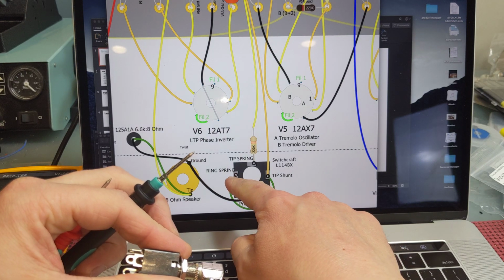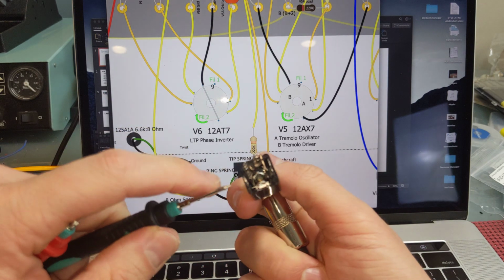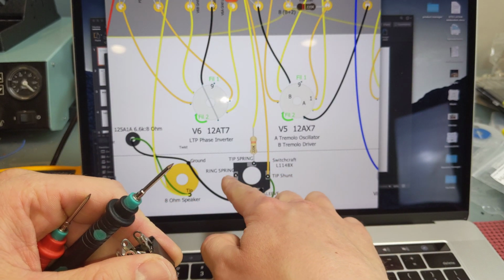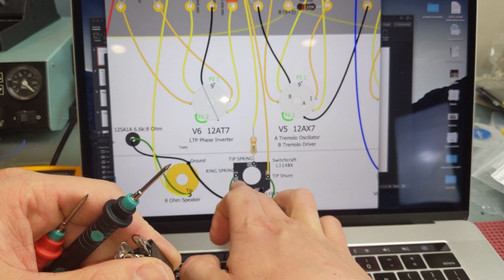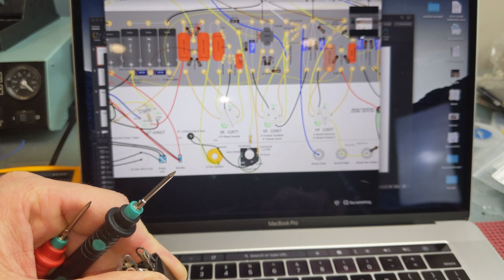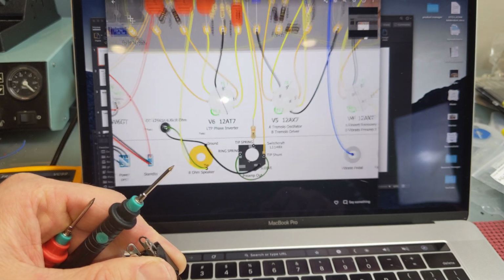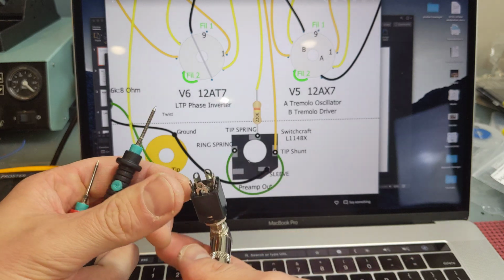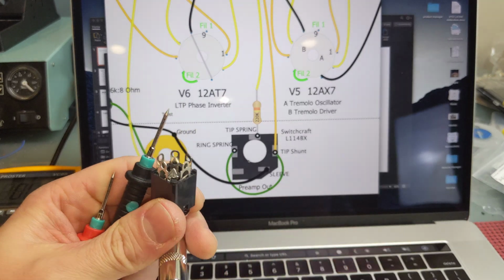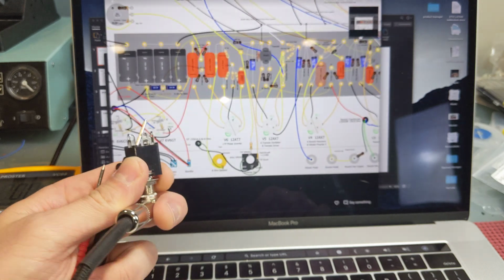Guess what? That's grounded. That ground now goes back to the tip shunt, which is not connected to the tip spring anymore. It's connected over here. And that ground on the sleeve, here's the sleeve, ground, goes back to the power amp section. So here we go. It goes to this coupling cap. In a nutshell, that is how I achieve taking this stereo Switchcraft 114BX and create a preamp output based on this.